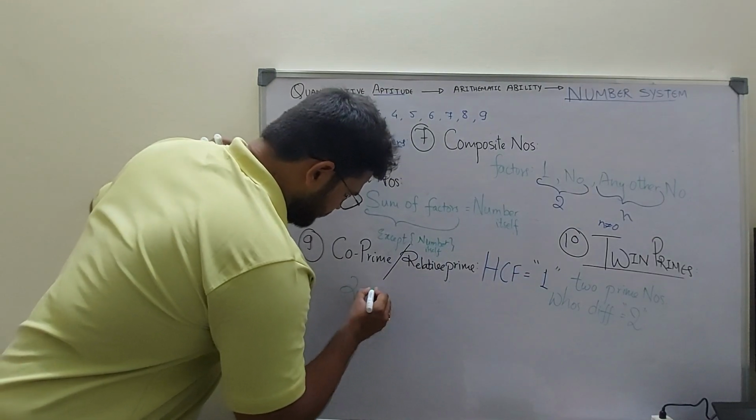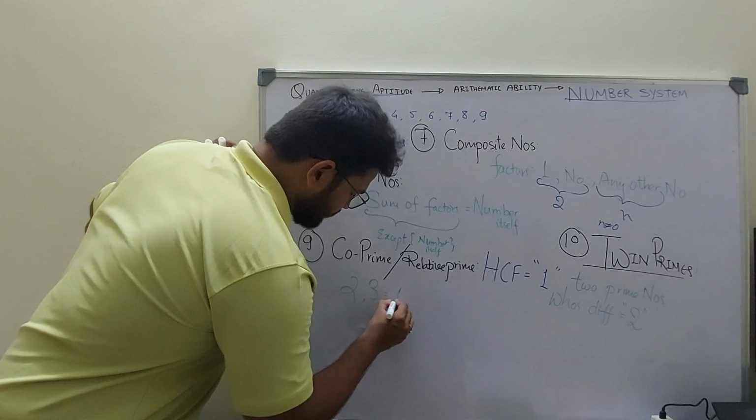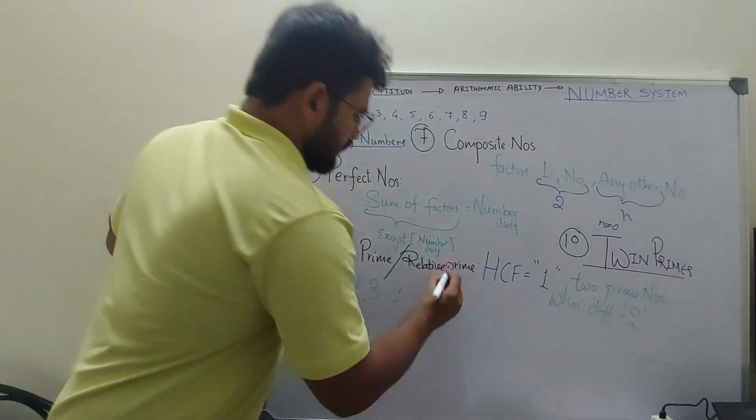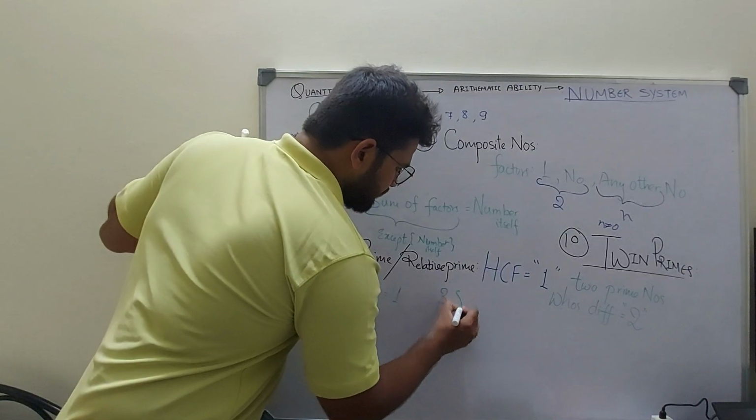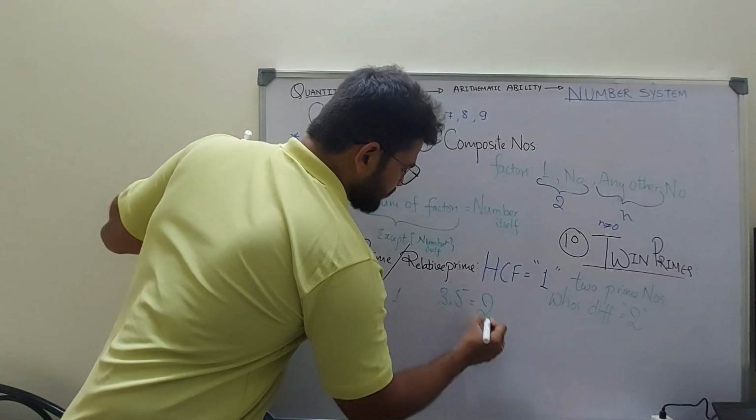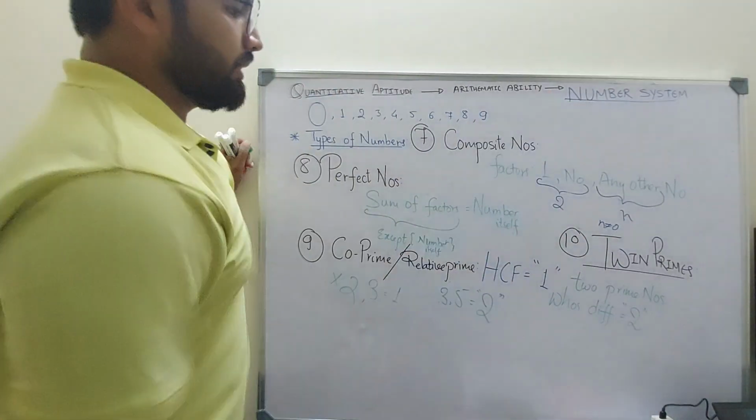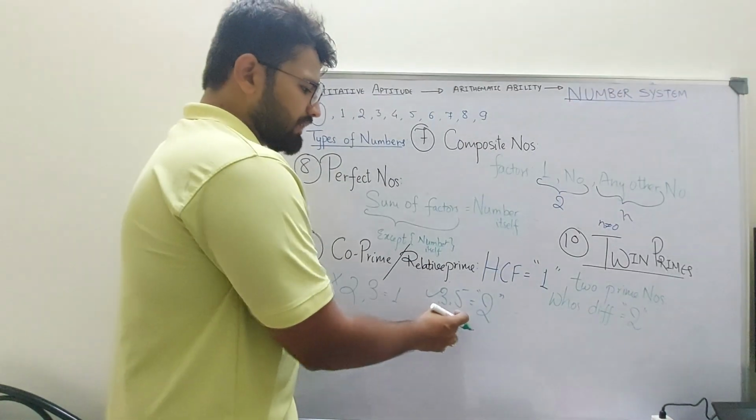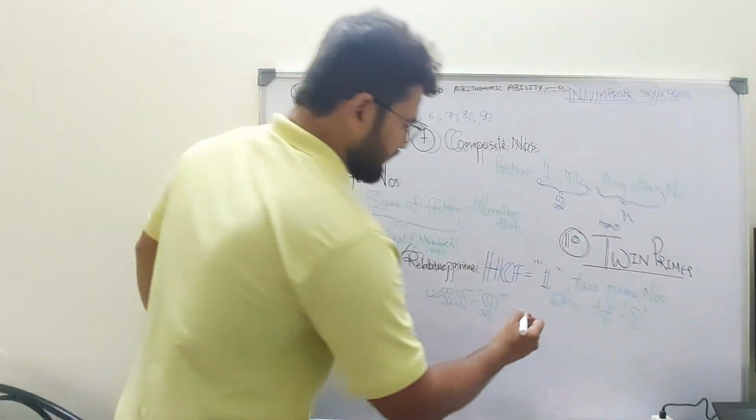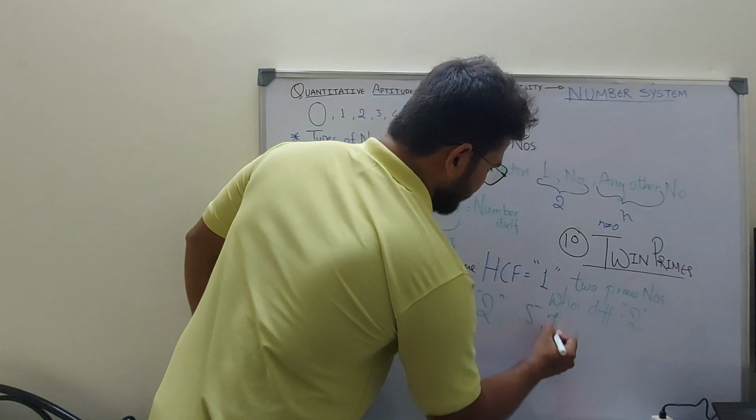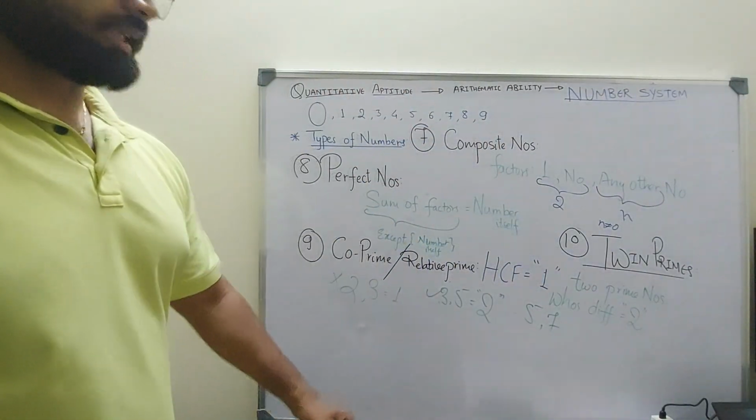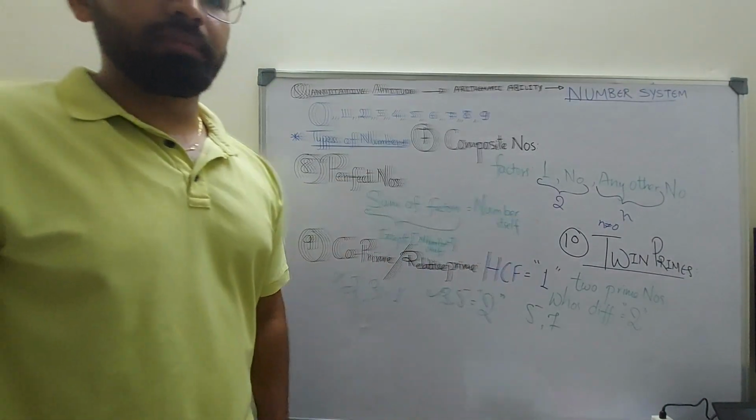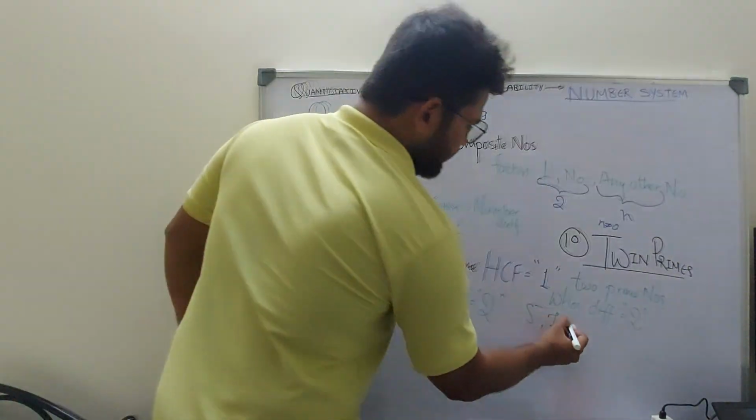So let's consider the examples. 2 is a prime number, 3 is a prime number. The difference is 1. Is it twin prime? No. 3 is a prime number, 5 is a prime number. The difference is 2. Is it twin prime? Yeah. Both are prime as well, and the difference is 2. Similarly, if you go ahead, 5 and 7. Are these two prime numbers? Yes. What is the difference? 2. Let me know in the comment section, are these twin prime numbers? Yes.